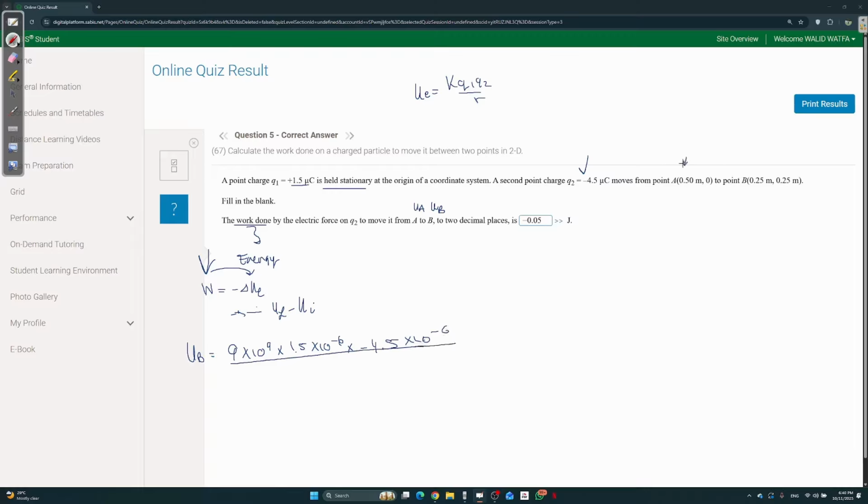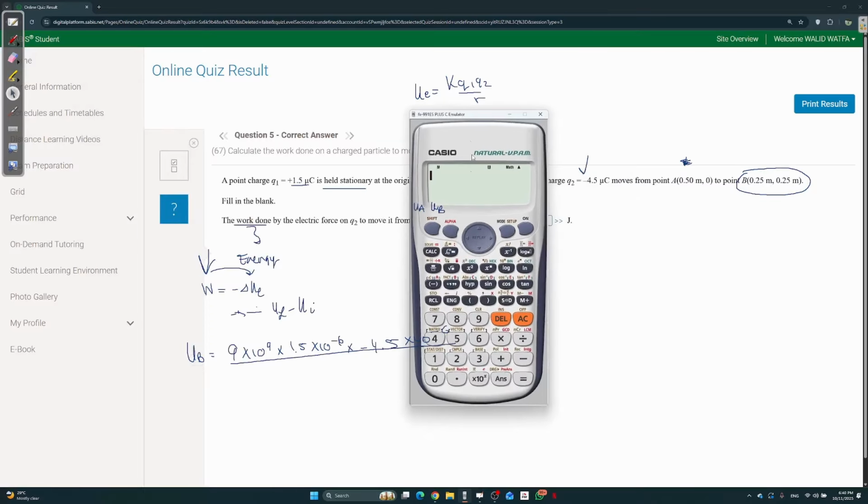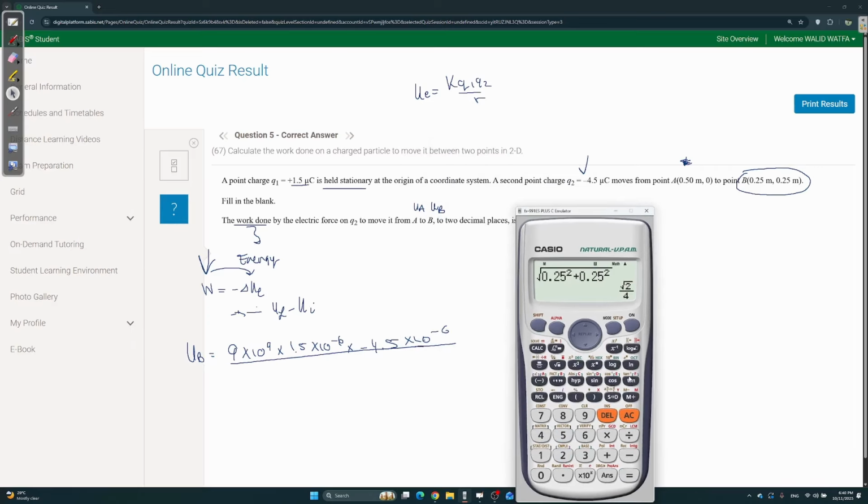Now at this point we're finding UB. If we're finding UB, the distance r will be over here at point B. What's the distance if you're at 0.25, 0.25? When I say distance, I'm looking for the magnitude of the vector. This vector is 0.25, 0.25, so the magnitude will be the square root of 0.25 squared plus 0.25 squared. You get radical 2 over 4. So over here, I'm going to put radical 2 over 4. How about UA?